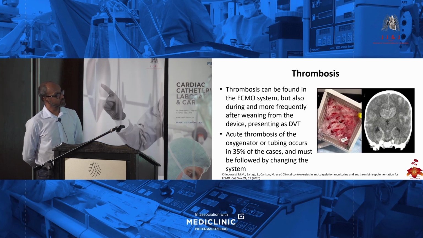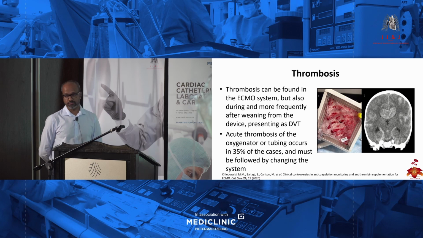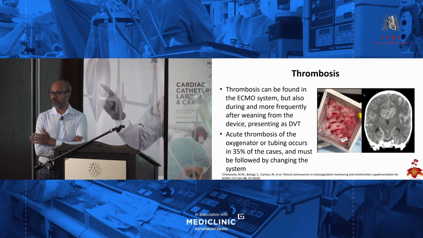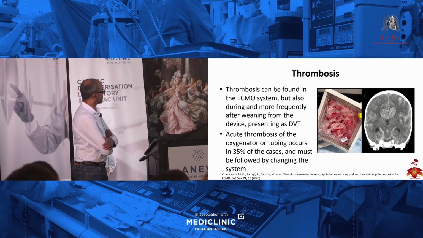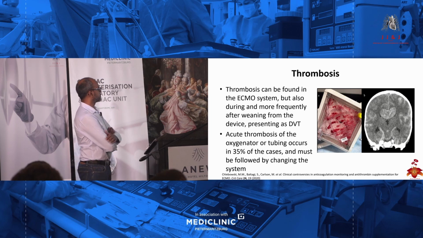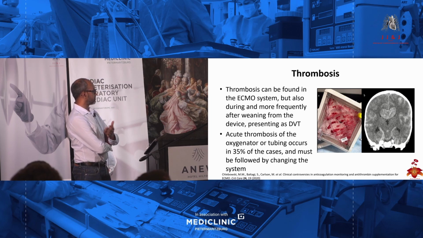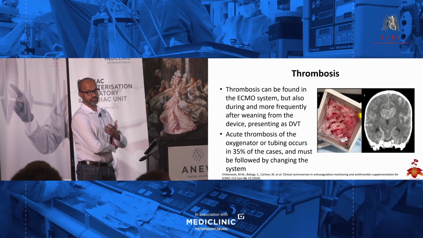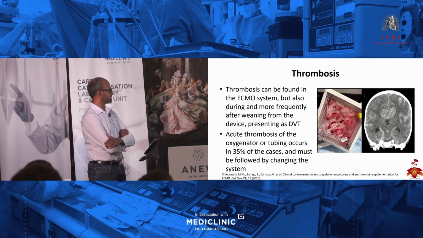So thrombosis can be found in the ECMO system, but more frequently it occurs after we decannulate the patient, who presents with a DVT. In 20% of cases, we can find a DVT in the patient without any symptoms at all. Acute thrombosis of the oxygenator or tubing occurs in 35% of cases and must be followed by changing of the system.